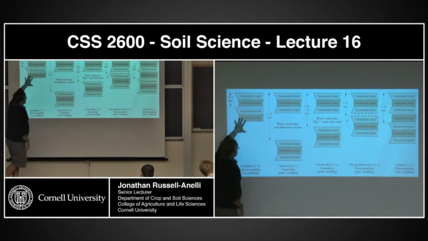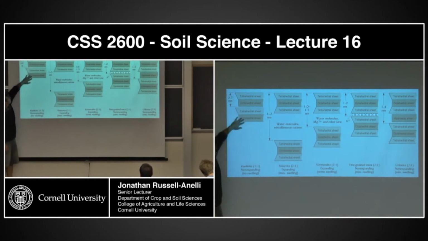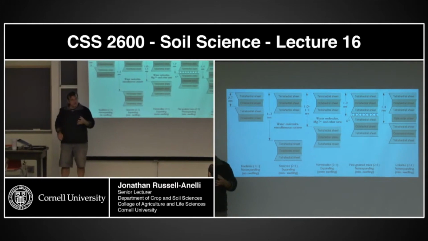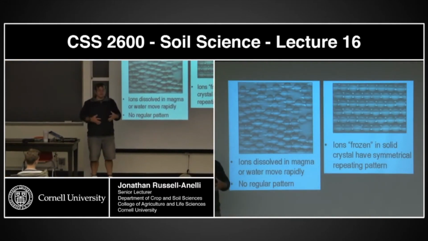And then finally, very weathered material where we're actually losing one of the tetrahedral sheets. We have basically a 1-to-1, a tetrahedral octahedral sheet, and we call this a kaolinite. Now what we're going to do is talk about how these things are built, how they weather, and how they change.